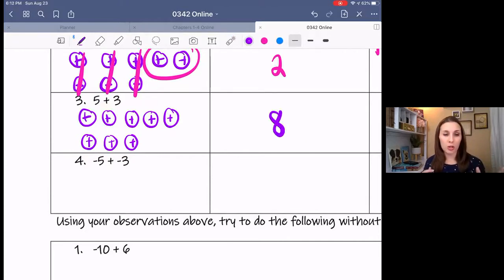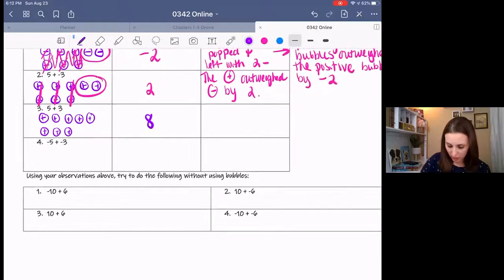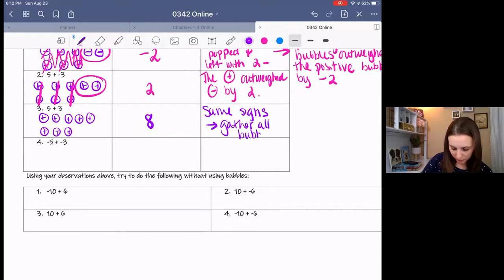So there were no opposite signs in the problem. It was all the same sign. So we basically just gathered up all of the bubbles into a total of 8. So we could say same signs means we gather all bubbles.